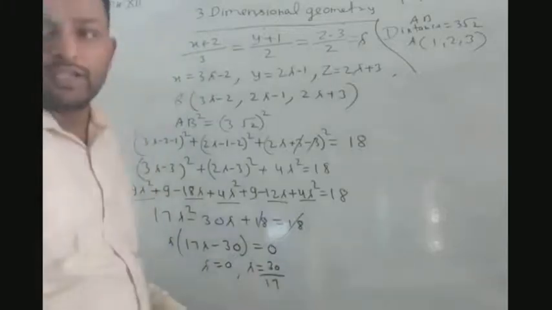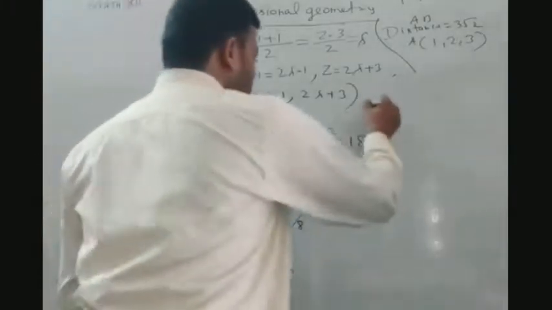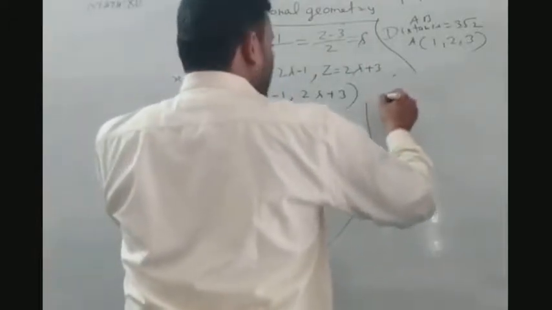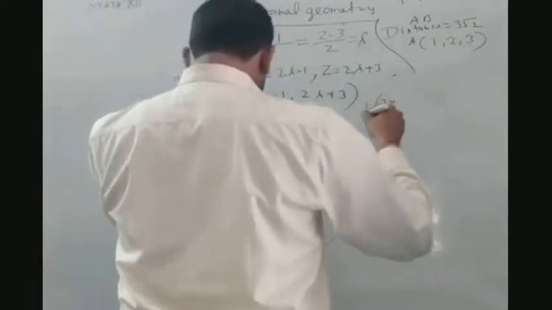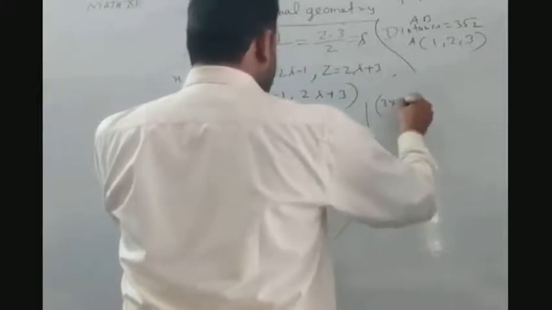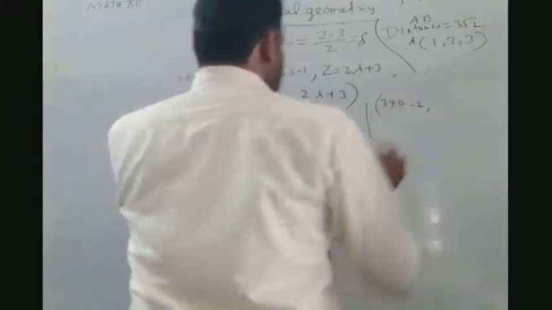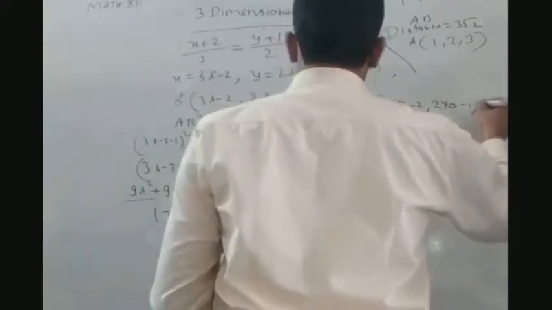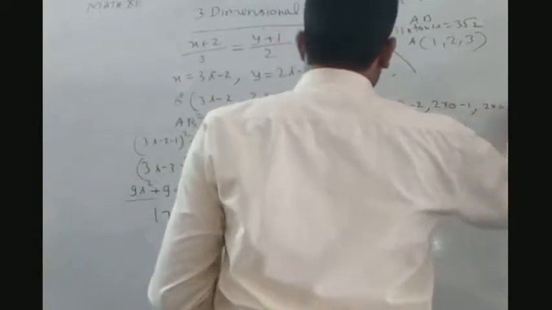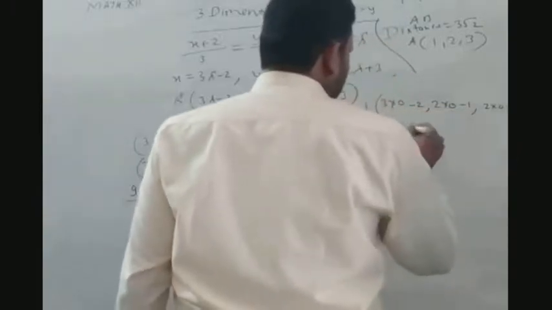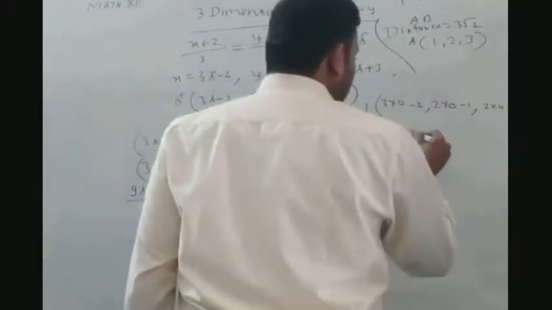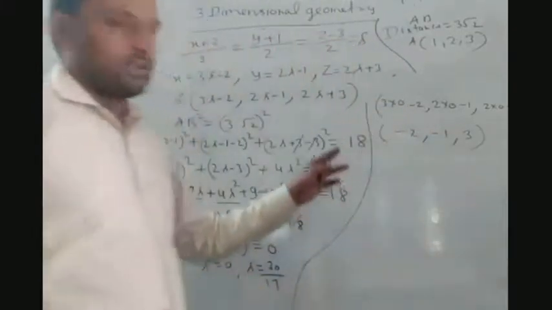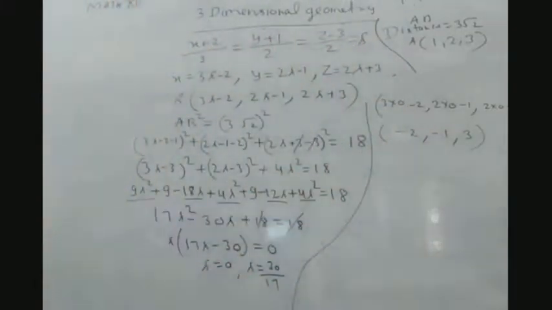Now we have to find the point. For finding the point, we will put the value of lambda in the general coordinates. For lambda equal to 0: 3 into 0 minus 2, 2 into 0 minus 1, 2 into 0 plus 3, that is minus 2, minus 1, 3. The first coordinate is (-2, -1, 3).